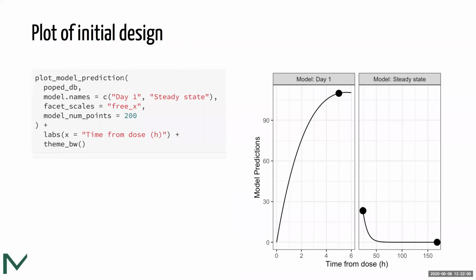Once we've set this up, we can check using this function, plot model prediction, which shows you a typical response (you can include variability here if you like) as well as the sampling times in the initial design. The two plots here show that I've set this model up using two separate models. There's a single dose model for our day 1 sample, and then a steady state model for the trough samples and that final sample one week past the last dose.